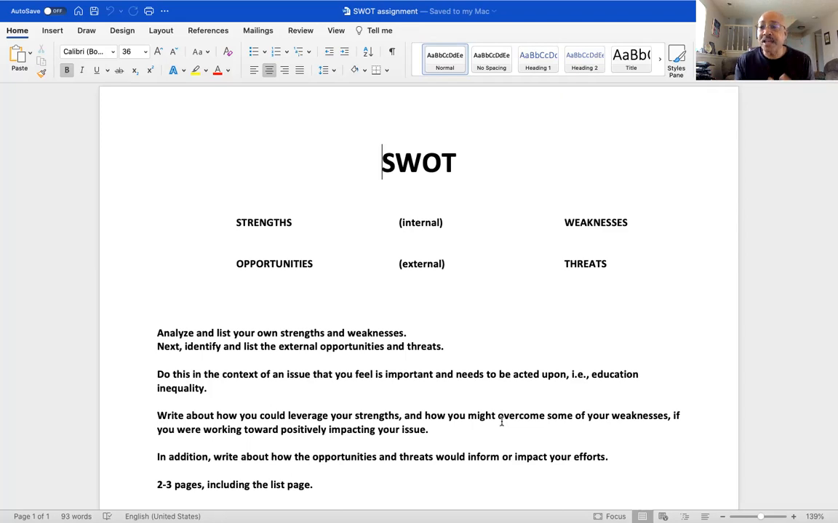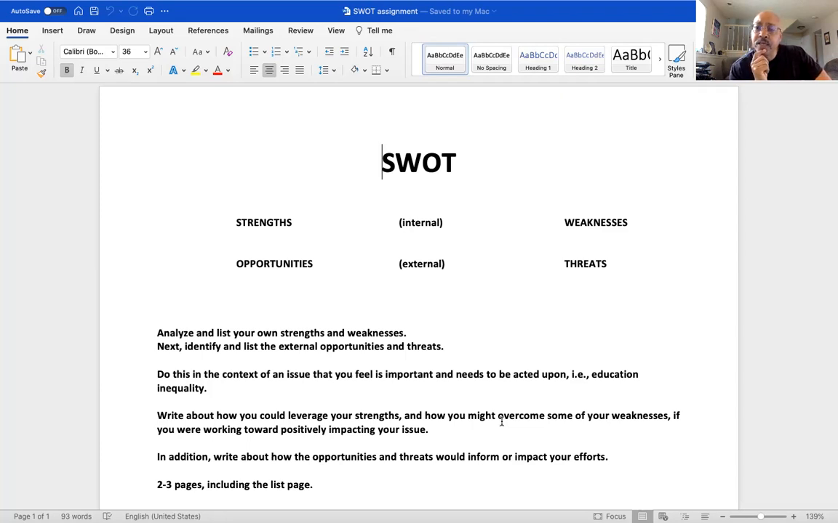Now, that's how you break down the organization. But I want you to do this for yourself. So you're going to do a SWOT analysis, not for an organization or a board of directors, but for yourself. You're going to look at those 4 aspects, but in the context of an issue that you are passionate about, that you care enough about, that you wish you could make a positive difference with.